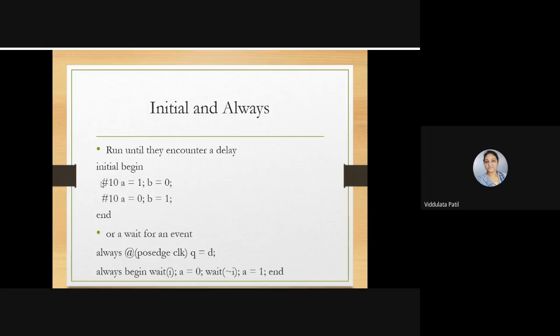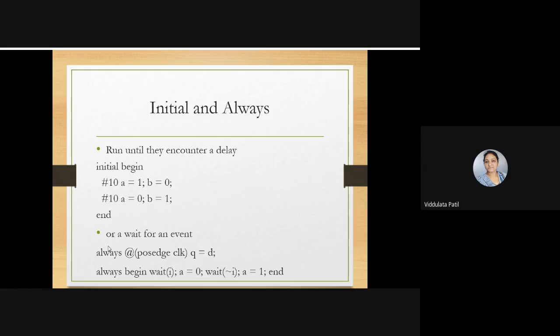So let us see an example of this initial. It runs until it encounters a delay. Suppose we want certain statements to be executed until there is a delay. #10 means there is a delay of 10. A is equal to 1 and B is equal to 0. After a delay of 10, we have A is equal to 0 and B is equal to 1, and then end. When it reaches the end, it will terminate.